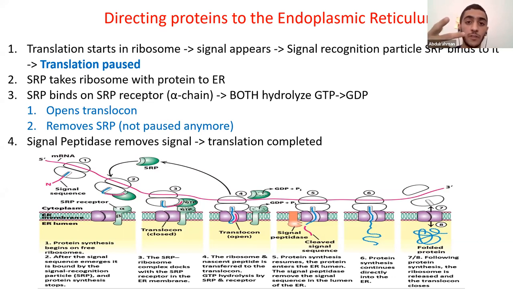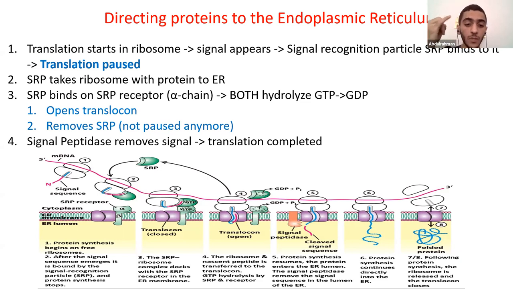Now the receptor is made of an alpha and a beta chain. All you need to know is that basically the alpha chain and the signal recognition particle, both of them will have a GTP. GTP is similar to ATP. It's a form of energy. And they're both going to break down their GTPs into GDP. And we said we use this energy for two things, to push the protein into the organelle or to get rid of the receptor.